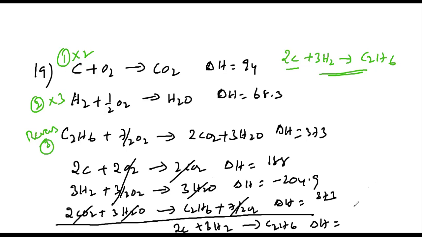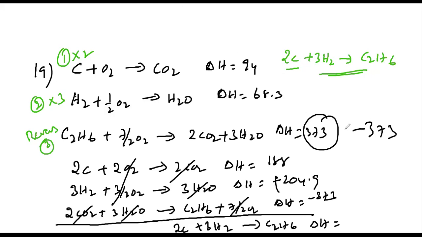Just a minute. Question number 19. How much are you going to get? 204 and 373. So this is minus we have to do. Just a minute. This is plus and this is minus. So when you are reversing, what happens? This 373 becomes minus 373. Understood.